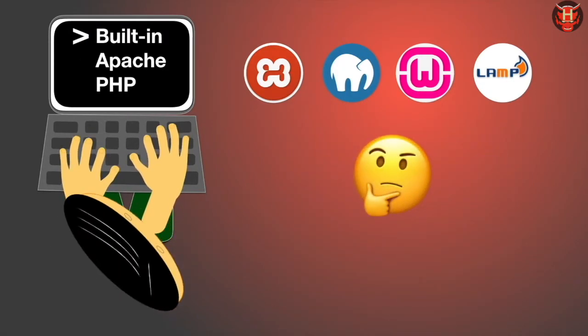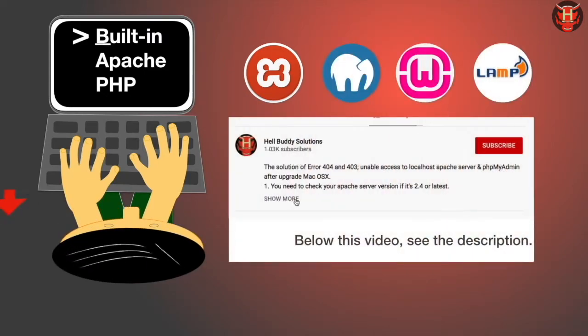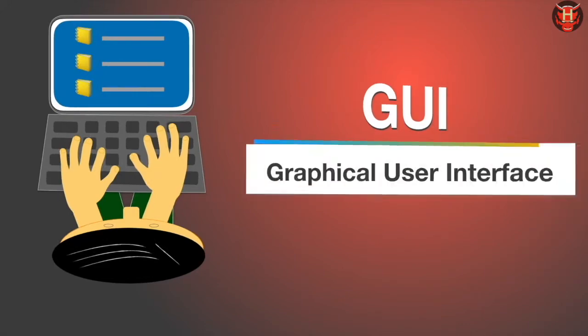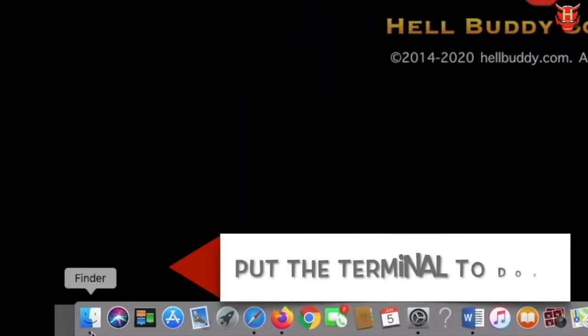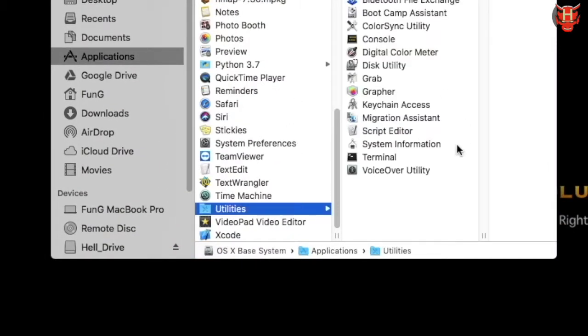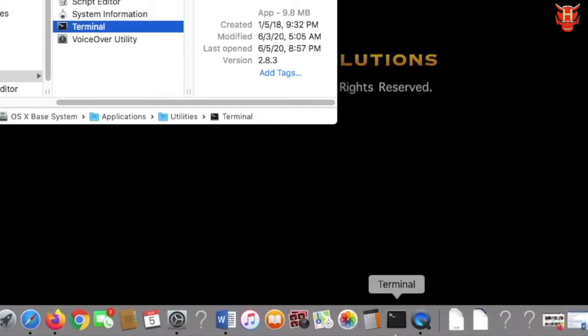If you want to download all the software by yourself, you can check the description or my suggested links below. I'm going to use both the CLI and GUI interfaces for this tutorial. Please check that your Terminal is installed in Applications and put it on the Dock. Then sit in front of the computer to follow the steps below.